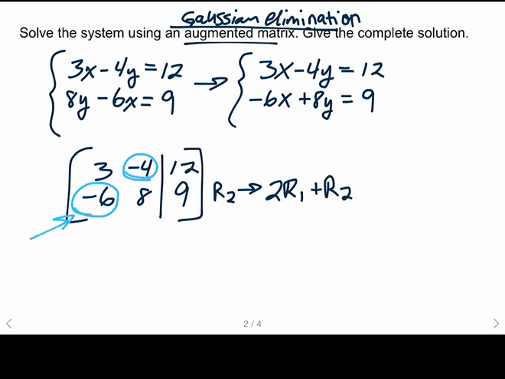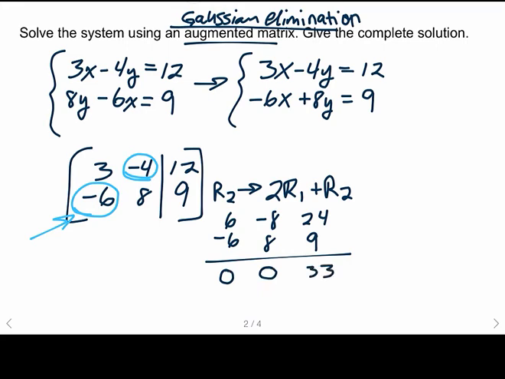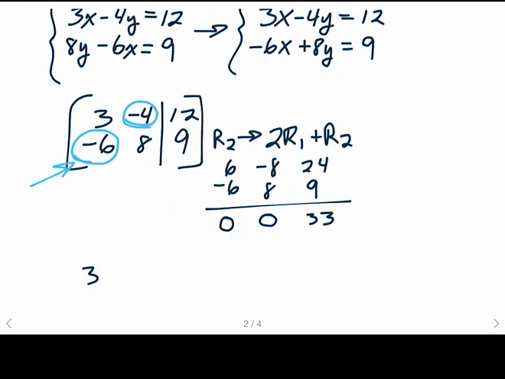Don't be a hero. Write down what happens when you multiply row 1 by 2. So in this case, we have 6, negative 8, 24. And then negative 6, 8, 9. And this gives me a 0, a 0, and a 33. Well, we can put that into the matrix. And so we have 3, negative 4, 12. And then 0, 0, 33.